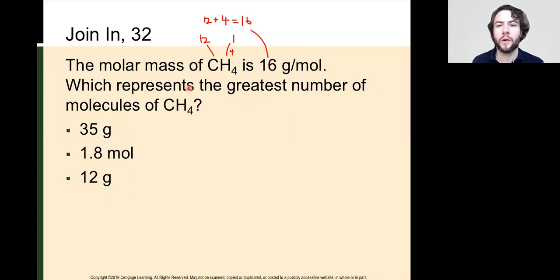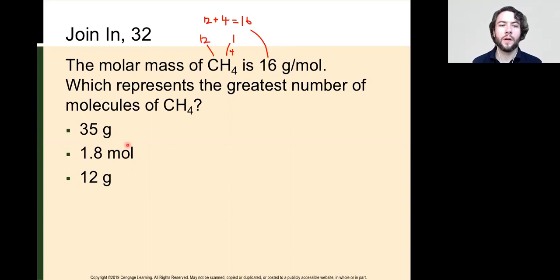So which represents the greatest number of molecules in methane? Is it going to be 35 grams? Is it going to be 1.8 moles? Or is it going to be 12 grams? So your strategy here is to find out how many moles there are. You don't actually need to calculate the number of molecules. You just need to figure out which one of these represents the largest number of moles. So this one, you already know the number of moles, but how many moles are here and how many moles are in 12 grams? And then that will tell you the answer.